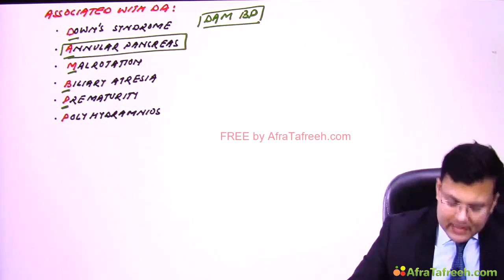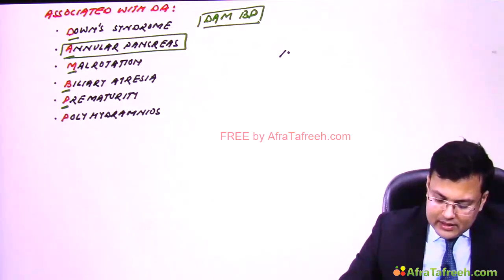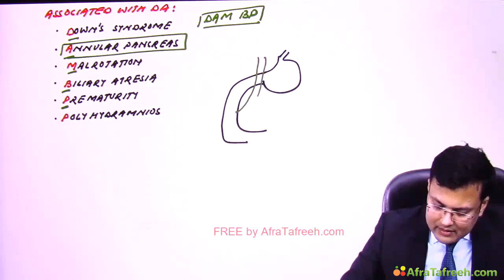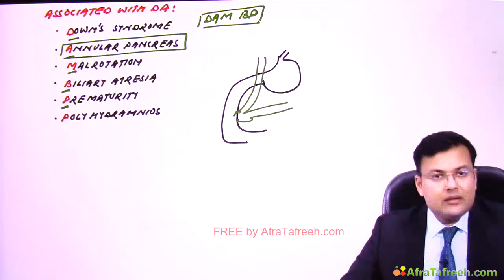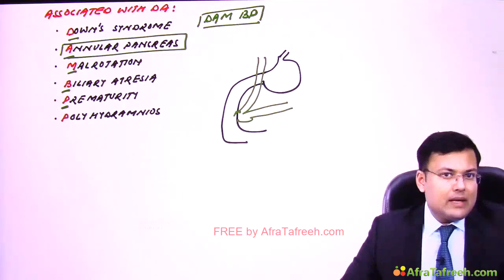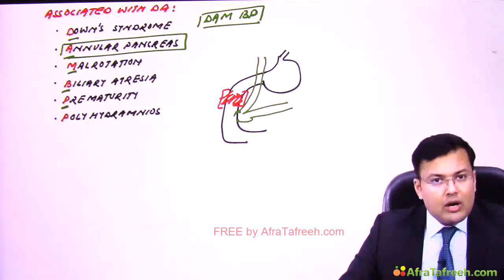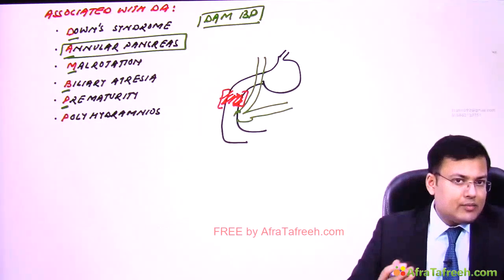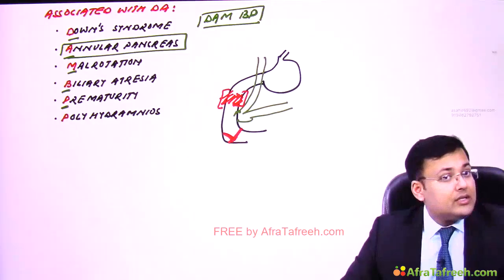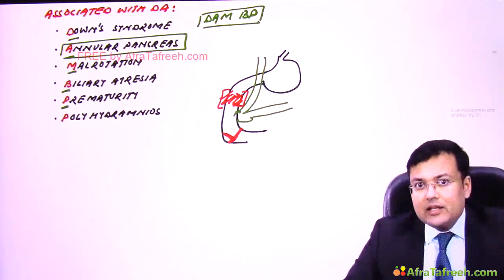Now see what is the similarity with annular pancreas. So if you see, this is the stomach, this is the duodenum, this is the bile duct, and this is the pancreas, and this is the opening into duodenum, that's ampulla. Generally, in annular pancreas, where is the obstruction? It is proximal to ampulla. And if you see the duodenal atresia, the obstruction is distal to ampulla. So in both annular pancreas and duodenal atresia, there is vomiting.